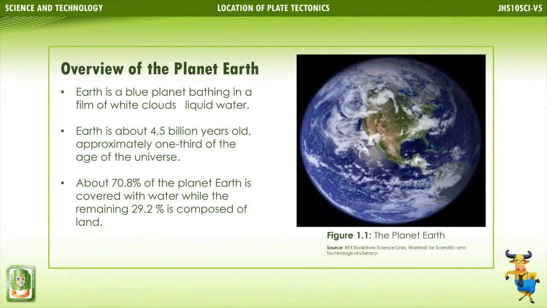Earth is a blue planet bathed in a film of white clouds and liquid water. Earth is about 4.5 billion years old, approximately one-third of the age of the universe. About 70.8% of the planet Earth is covered with water, while the remaining 29.2% is composed of land.